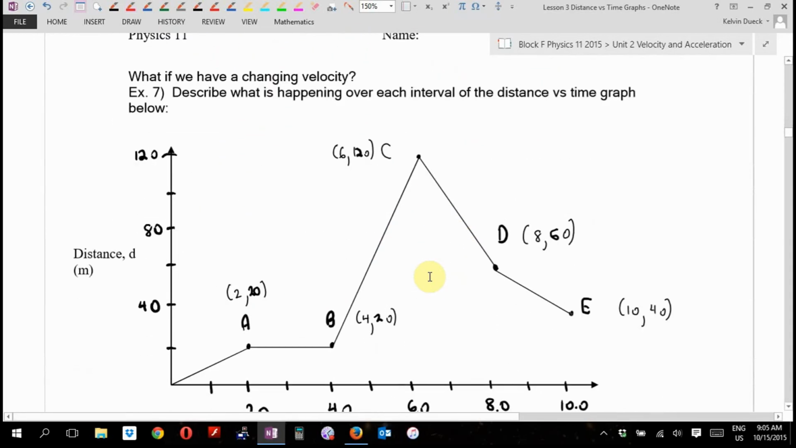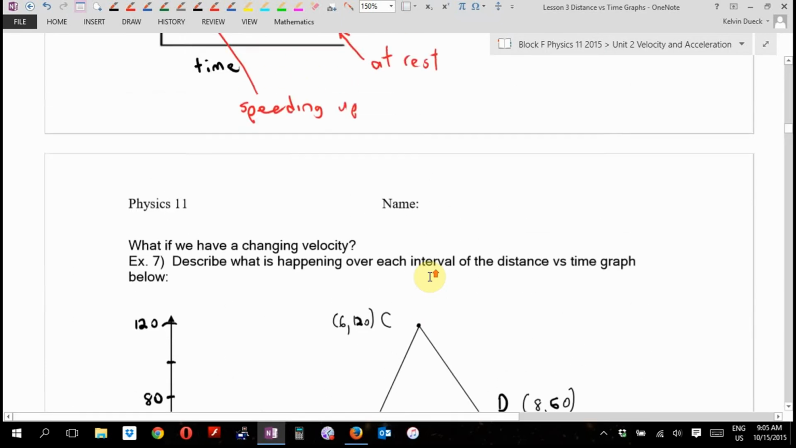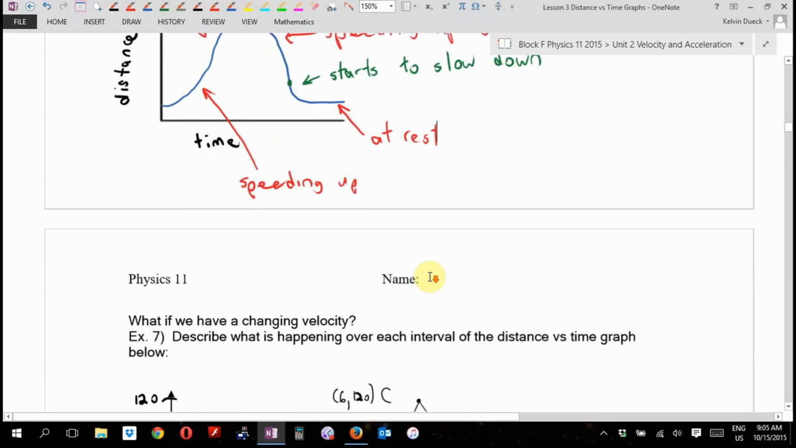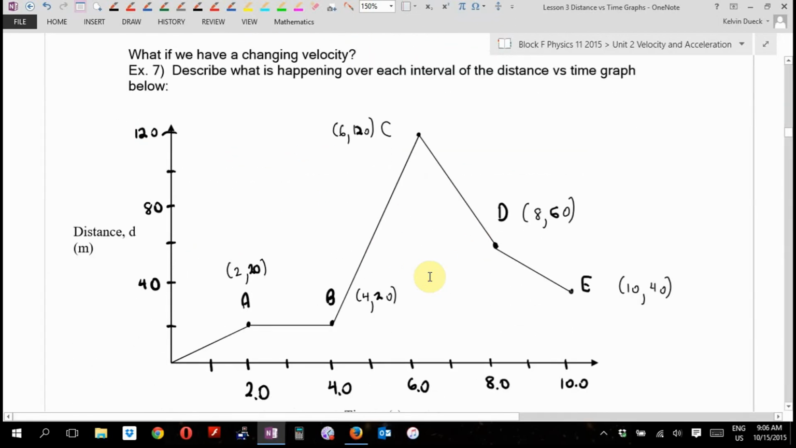So what if we have a changing velocity? Now, this graph here is stupid, but it's all I can give you because you guys don't have calculus. I have to take something like this, which is a smooth curve, which is how things move in real life. Trust me, I've been in a car. You don't zigzag back and forth. It's not like Tron or something like that, where things move like on a computer screen. Things are smooth and flowing and curved. I can't really give that to you. So here's my equivalent. Describe what's happening, it says, over each interval.